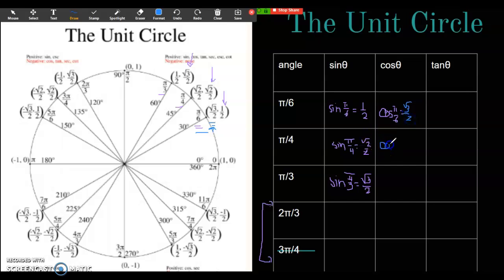Cosine of pi over 4. Let's see. I am going to go to pi over 4 on the unit circle, which is right here. I know cosine is the x. So I know that the cosine of pi over 4 has to be radical 2 over 2.